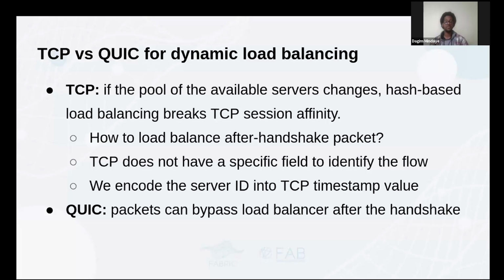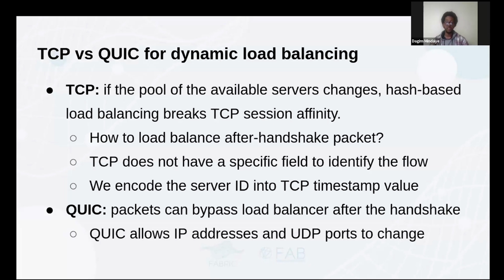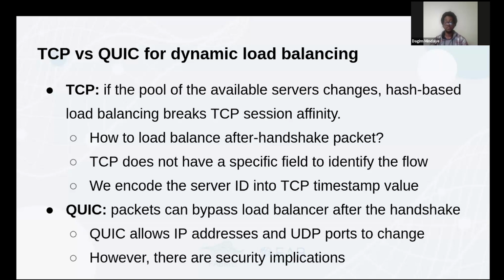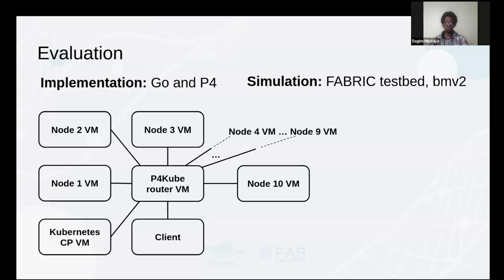QUIC can bypass the load balancer after the handshake because it has a destination IP address and it has a connection ID which specifically identifies to which node it should be going. While this is good because QUIC will allow your IP address and UDP port to change, it also has some security implications like spoofing or targeting certain nodes to overload them. So that's something we're working on.